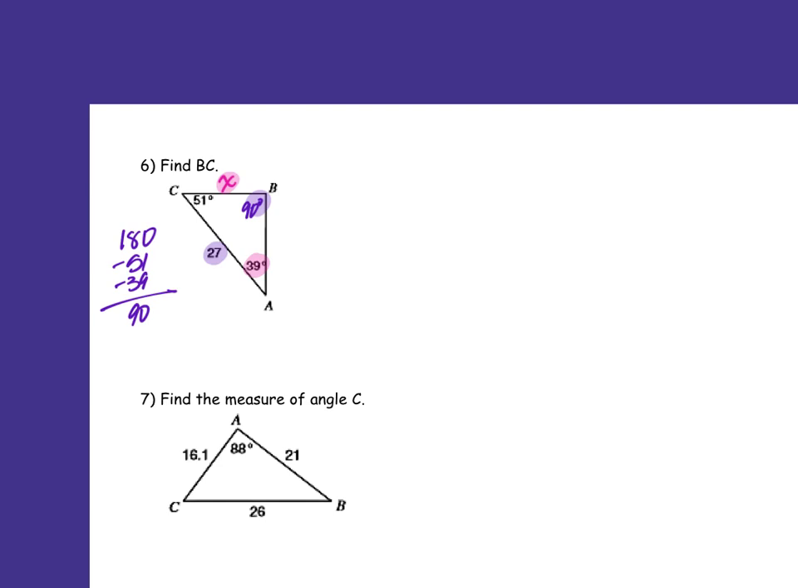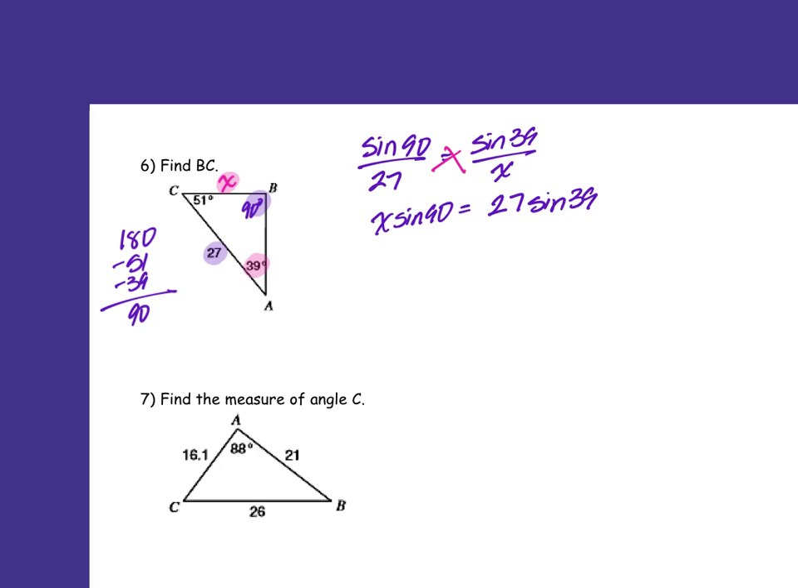I have my angle, so I can use my law of sines. So I'm going to say sine of 90 over 27 equals sine of 39 over x. Then we're going to cross multiply. And I get x sine of 90 equals 27 times sine of 39.